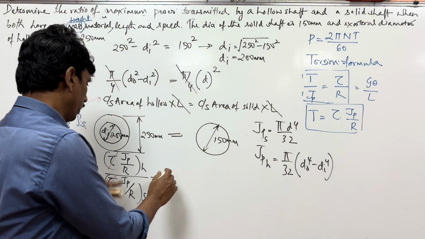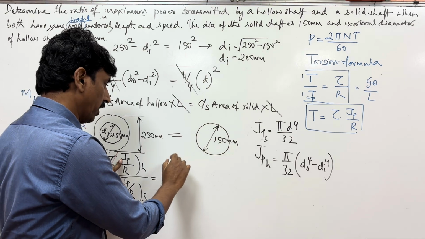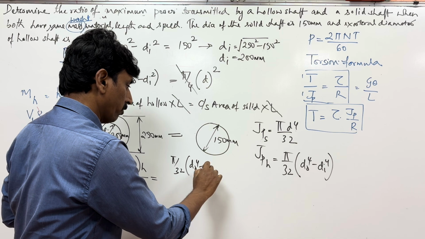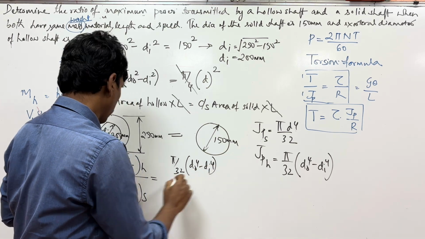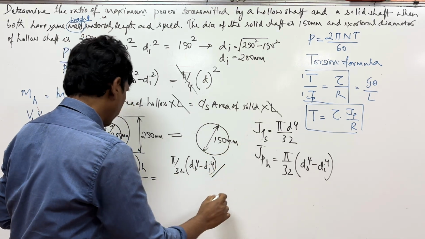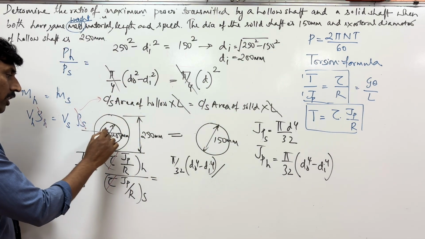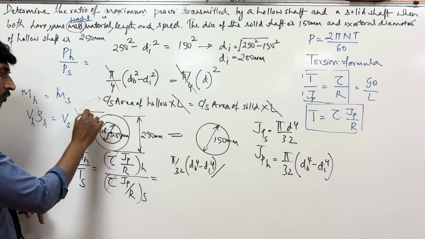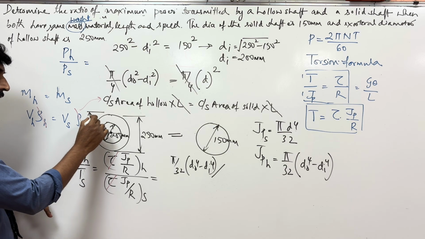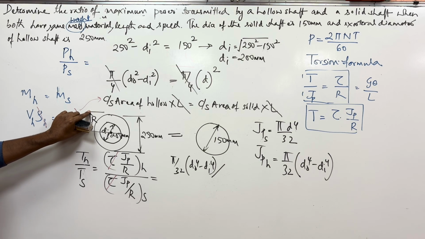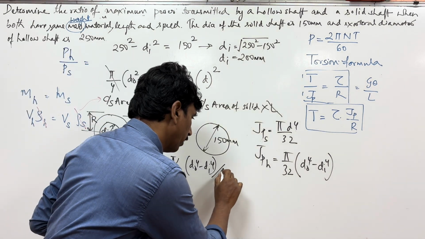So here, for the hollow shaft, this becomes pi by 32 times d naught to the power of 4 minus di to the power of 4, divided by R. R is actually the distance from the center to the extreme fiber. So what is this R in terms of d naught? It is d naught divided by 2.